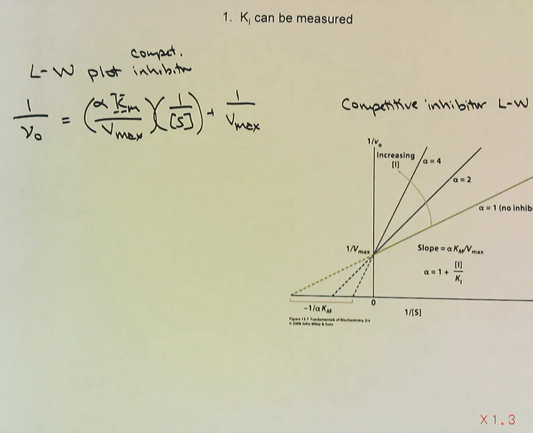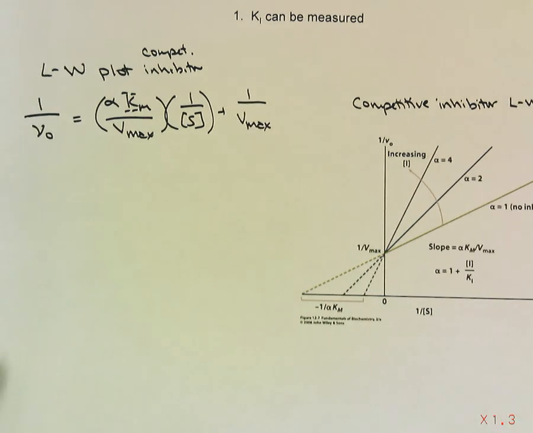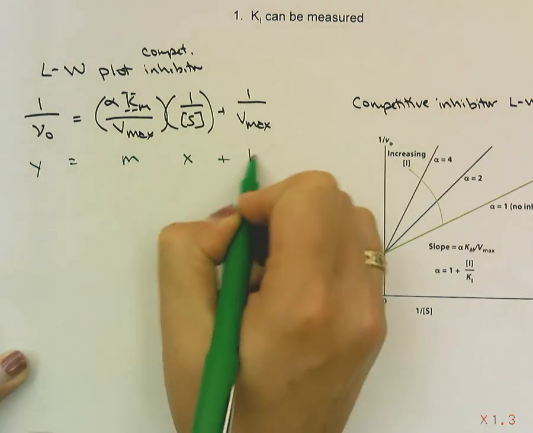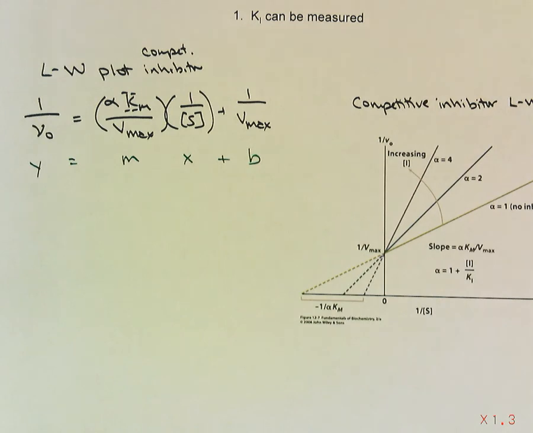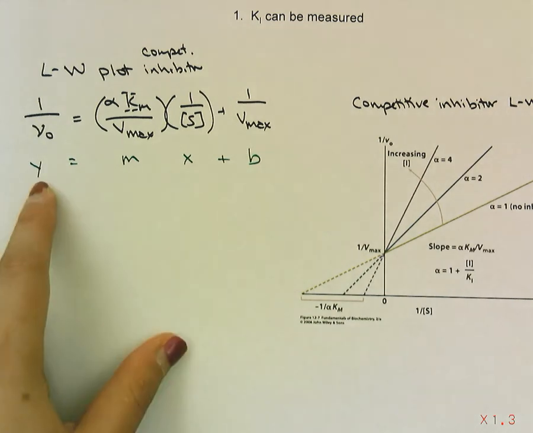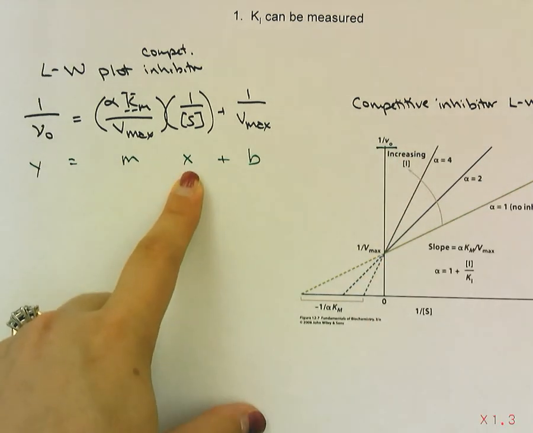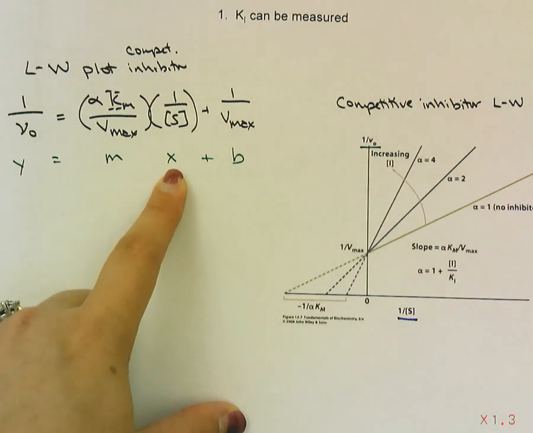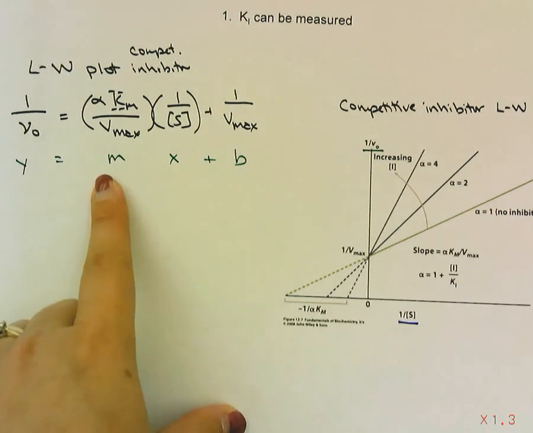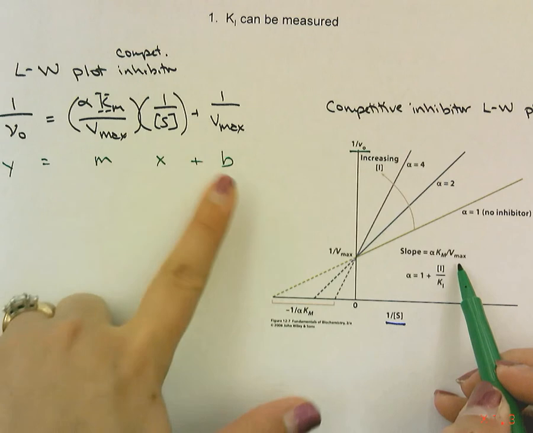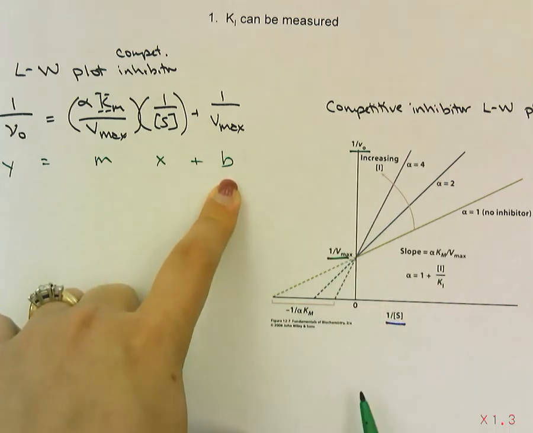So this should look almost identical to our regular Lineweaver-Burk plot, with the exception of we got that alpha hanging out in there. So again, I've written this in the equation of a line, so I have y equals mx plus b. So the y-axis has to be 1 over initial velocity, which it is. The 1 over substrate has to be the x-axis, which it is. The slope is given right here, alpha Km divided by Vmax. And my y-intercept is 1 over Vmax.